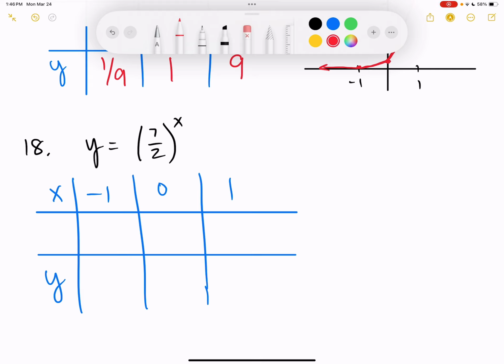So 7/2 raised to the -1 is what? 7 over 2 to the -1. Which is what? 2/7. The negative just tells me to flip that. It's just raised to the first power, so I'm just flipping the fraction over.